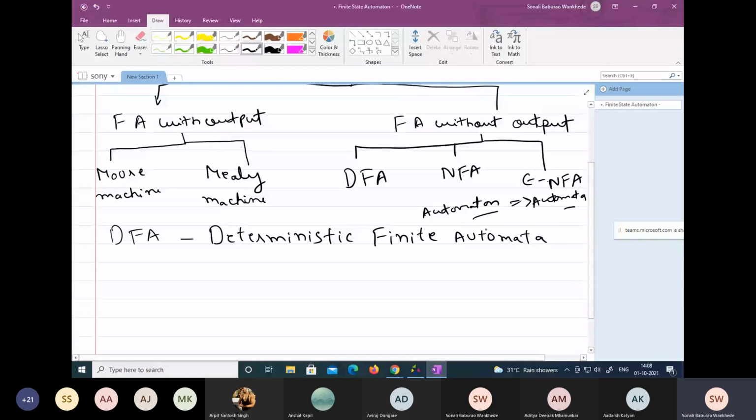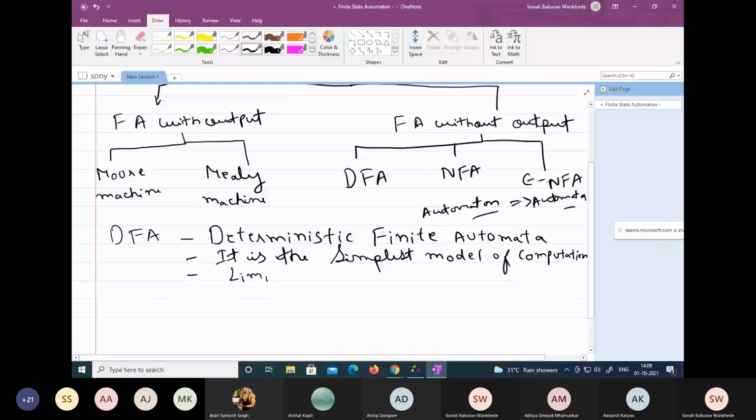So DFA stands for deterministic finite automata, and it is the simplest model of computation. It is the simplest model of computation, and it has a very limited memory. These are a few pieces of information about DFA.